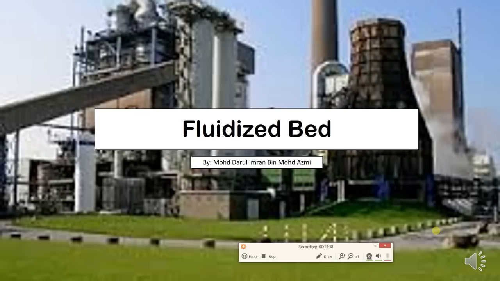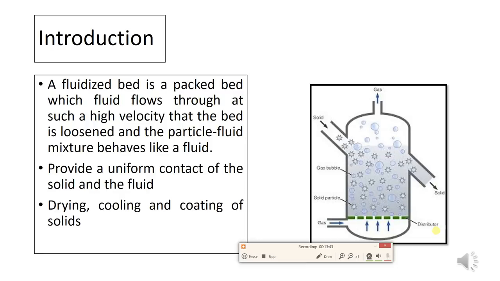Okay, next we proceed to the next part, which is the fluidized bed. A fluidized bed is a packed bed through which fluid flows at such a high velocity that the bed is loosened and the particle-fluid mixture behaves like a fluid. It provides a uniform contact for the solid and the fluid itself. The application of fluidized bed is for drying, cooling, and coating of solid.